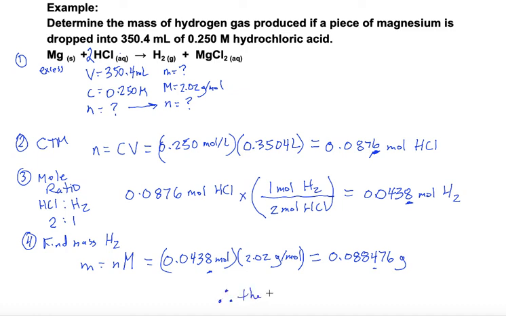So the mass of hydrogen produced is 0.0885 grams. And that's our mass of hydrogen.